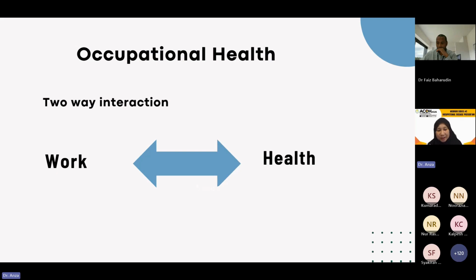It's a two-way interaction: how work affects health and also how health affects work. Now, in your chat box, can you give an example of a condition where work affects health? You can put it in your chat box. I know it's post-lunch. Anyone would like to share your thoughts? How does work affect health? Anyone? Somehow I cannot see the chat box. Faiz, has anyone responded?